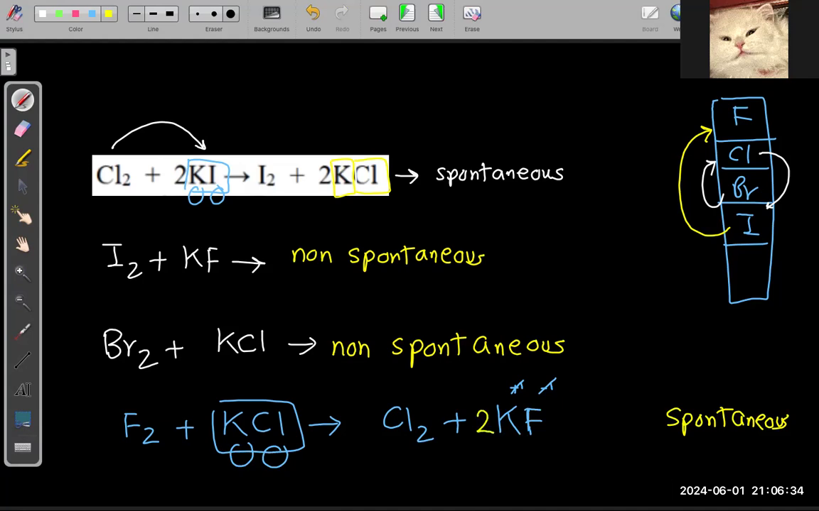Two before the K and 2 before the KCl. I should put 2 here and 2 there. So it is 2 and 2. Now everything is balanced and correct. The last thing is to put the physical state.